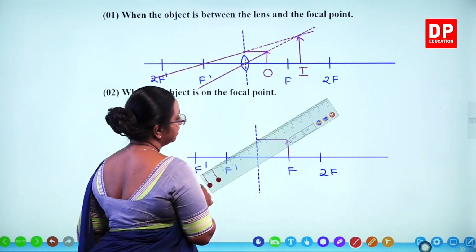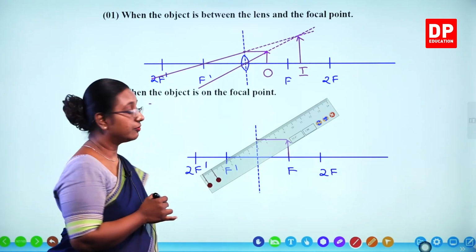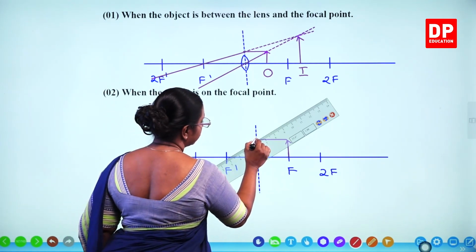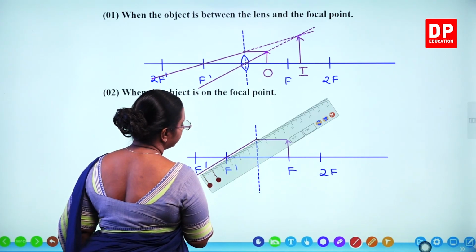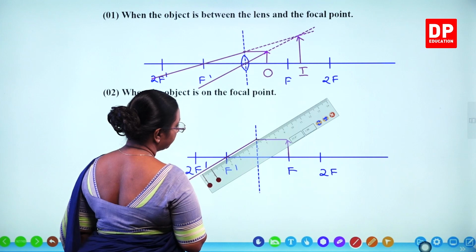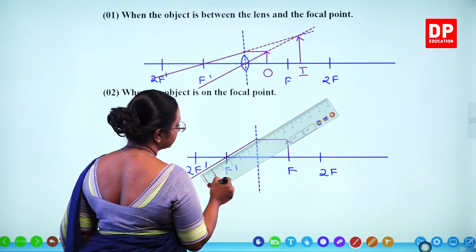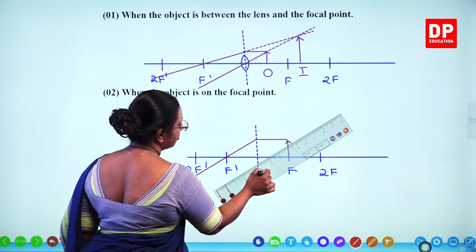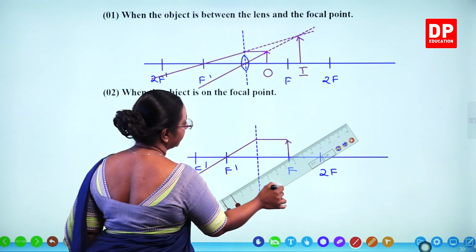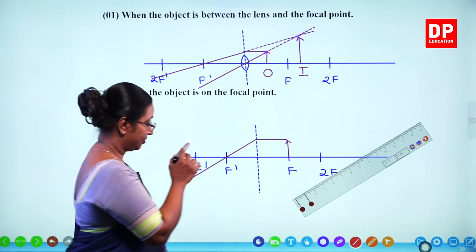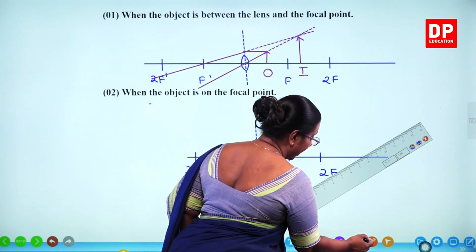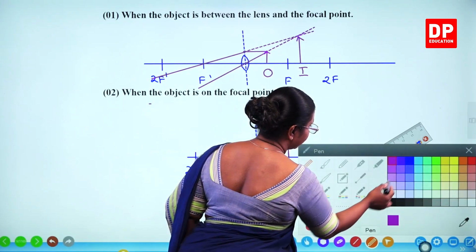It refracts through the focal point. So here we will draw a ray that reflects through the focal point. Then what happens? We need to draw another ray. I haven't drawn the lens. So this can happen to anyone.